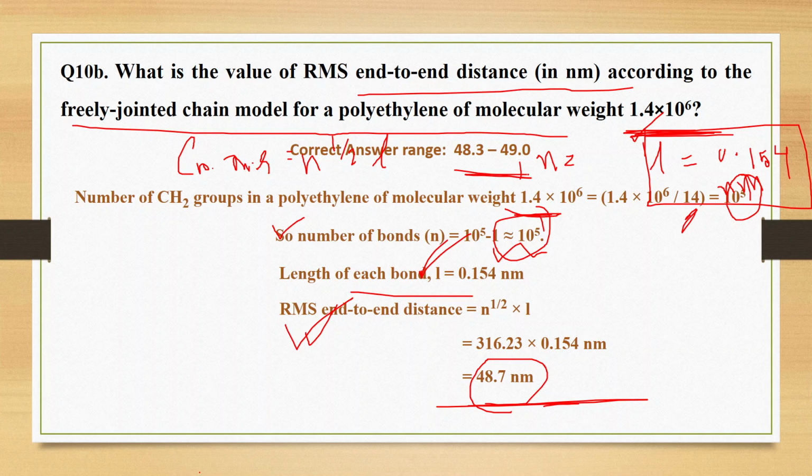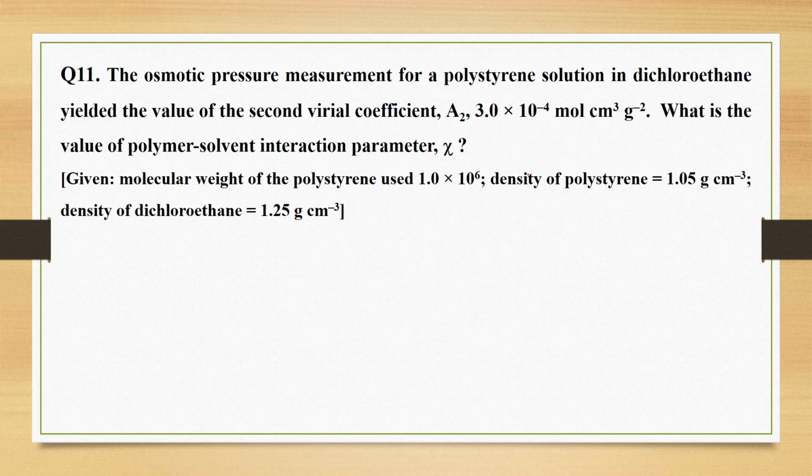Okay, so let us move to the next question. It states that the osmotic pressure measurement of a polystyrene solution in dichloroethane yielded a value of the second virial coefficient A2. The second virial coefficient, which all of you have read when combining the Flory-Huggins equation with the intrinsic viscosity value for calculation, gives you A2. So what is the value of the polymer-solvent interaction parameter?